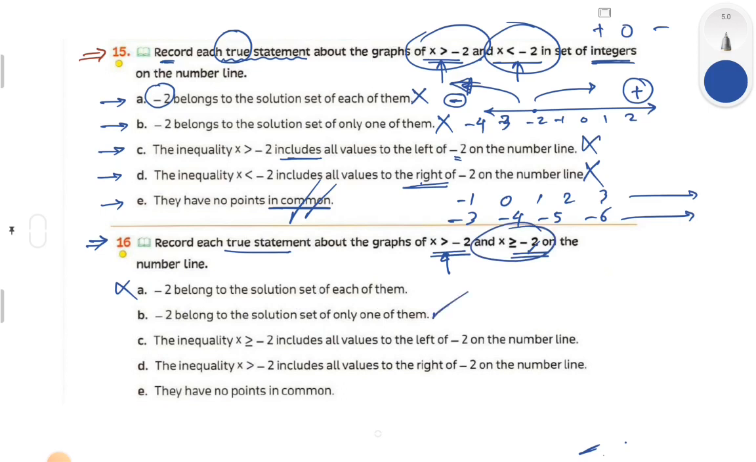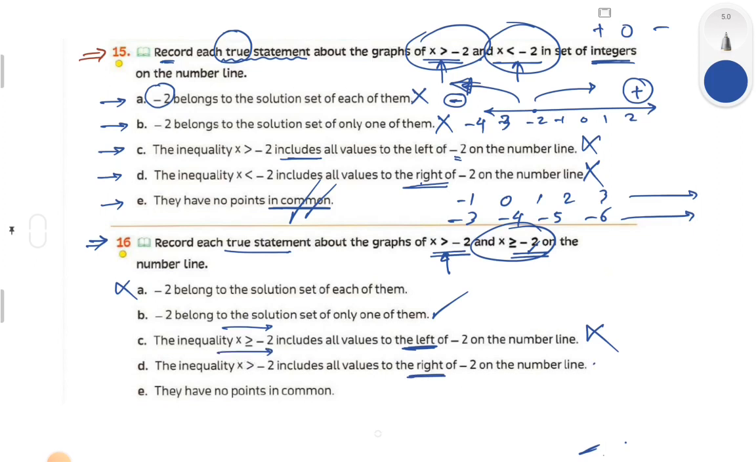So that's true. The inequality x greater than or equal negative 2 includes all values to the left. Note with me, it's x greater than or equal. Greater than, go to the right. He said go to the left. That's false. x greater than negative 2 includes all values to what? To the right. Yes, greater, go to the right.